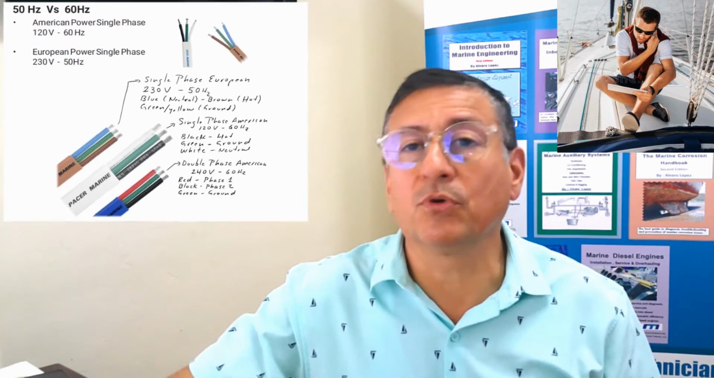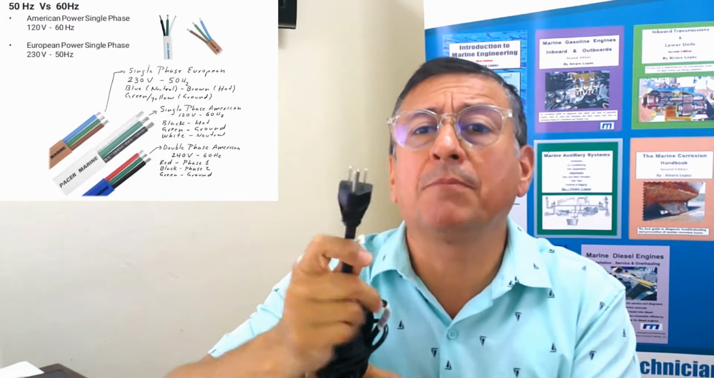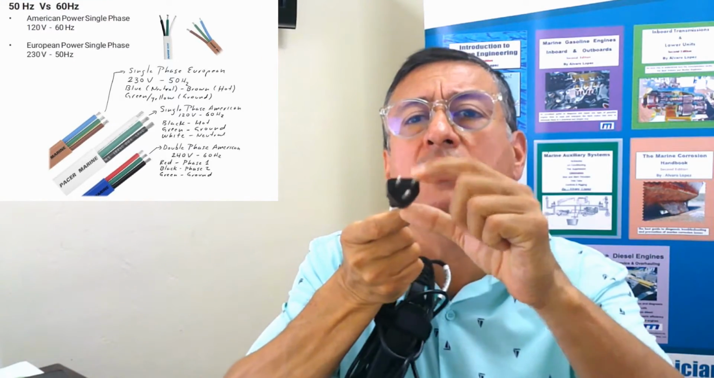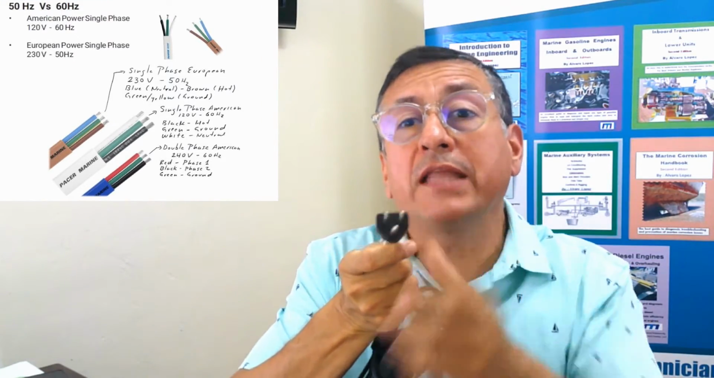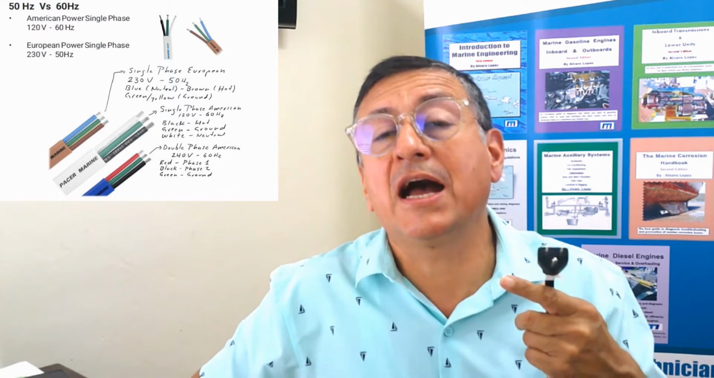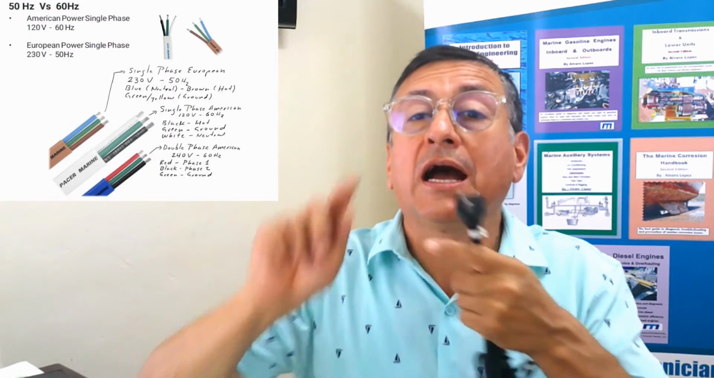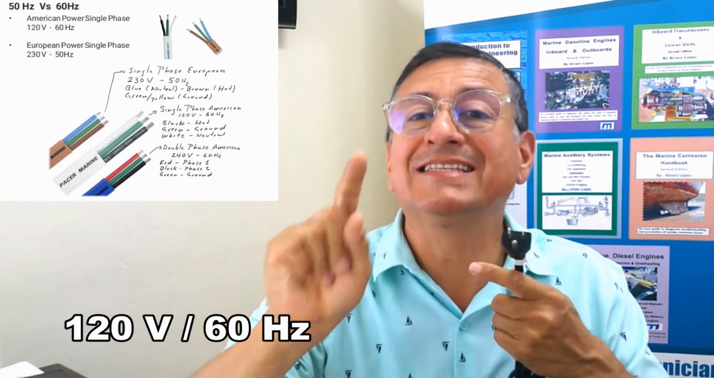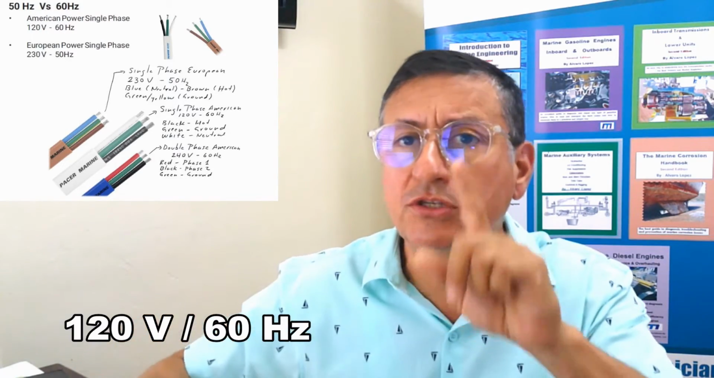Okay, it's pretty simple. In American power, in one phase you have hot, neutral and ground. The hot is black, the neutral is white, and the green is the ground. And you have 120 volts, 60 hertz, 60 cycles in 1 second.